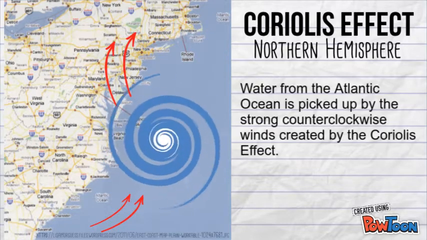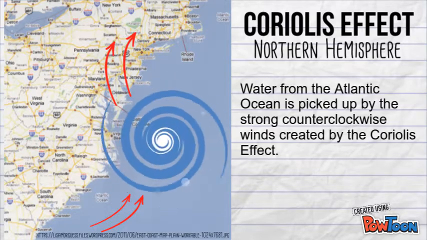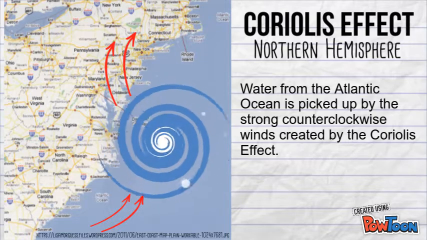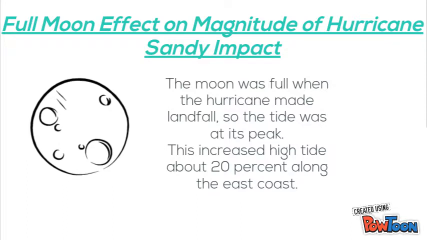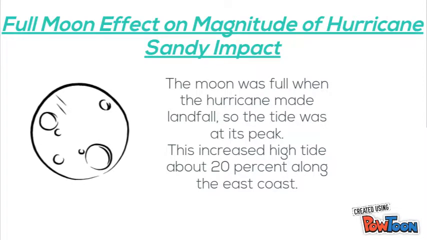The water being churned up by the hurricane caused storm surges up to 13.7 feet. A full moon occurred the day Hurricane Sandy made landfall. Therefore, the tides were at their peak, as shown in the figure on the next slide. The flooding increased to the amount it did because of this.